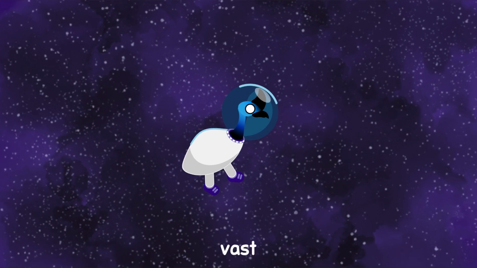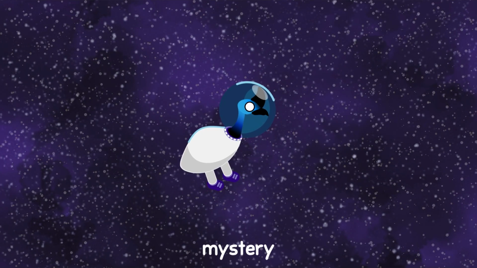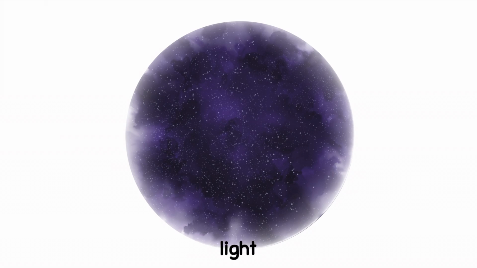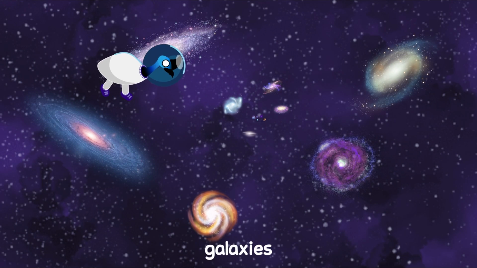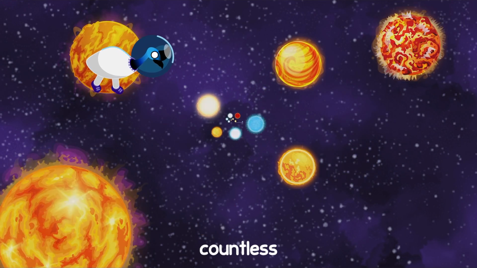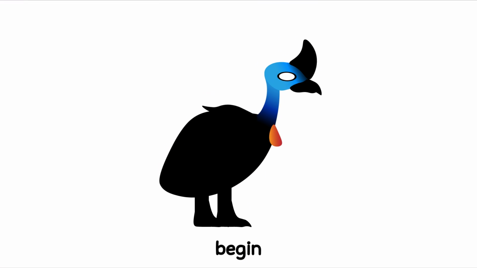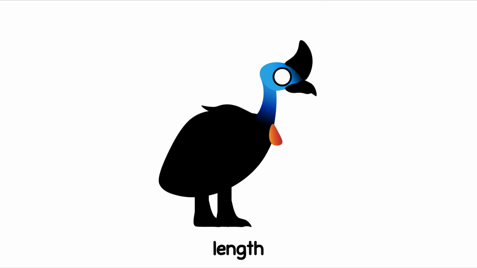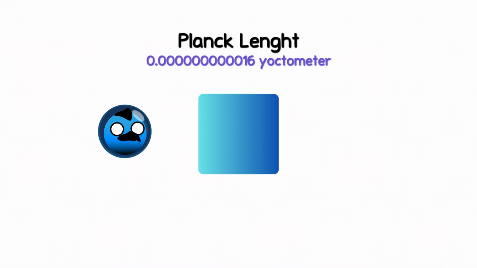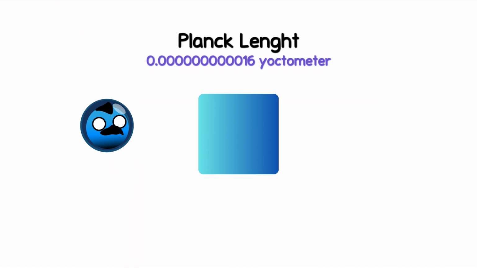The universe is vast and forever surrounded by mystery, expanding billions of light years and containing billions of galaxies, each harboring countless stars and planets. To simplify our understanding, let's begin by exploring the smallest length in comparison. Planck length, 1.6 times 10 to the negative 11th power yoctometer. It's the smallest possible length scale in quantum physics.